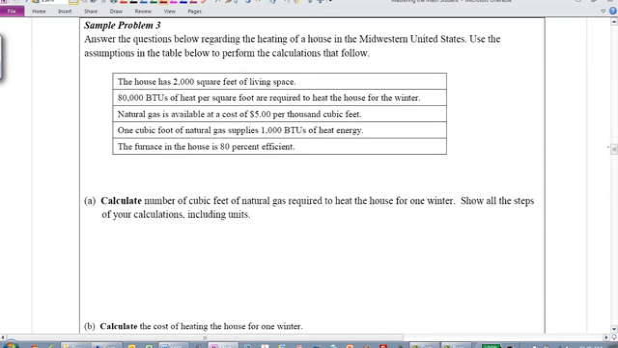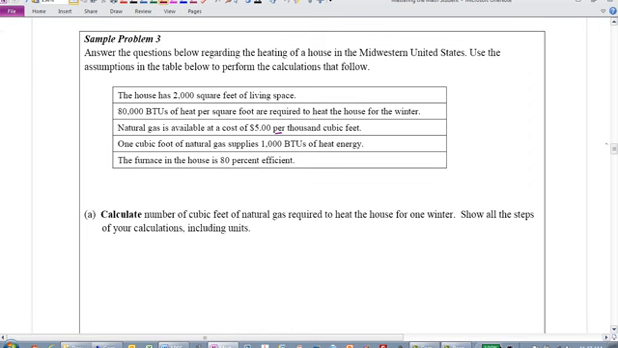All right, since that was probably about as clear as mud, let's look at a problem. Answer the questions below regarding the heating of a house in the Midwestern United States. Use the assumptions in the table below to perform the calculations that follow. So the house has 2,000 square feet of living space. Good to know. 80,000 BTUs of heat per square foot are required to heat the house for the winter. Okay, so that looks like 80,000 BTU per square foot, foot squared.